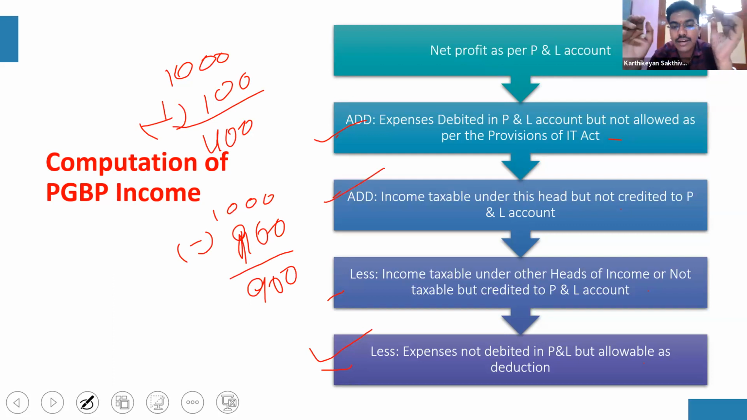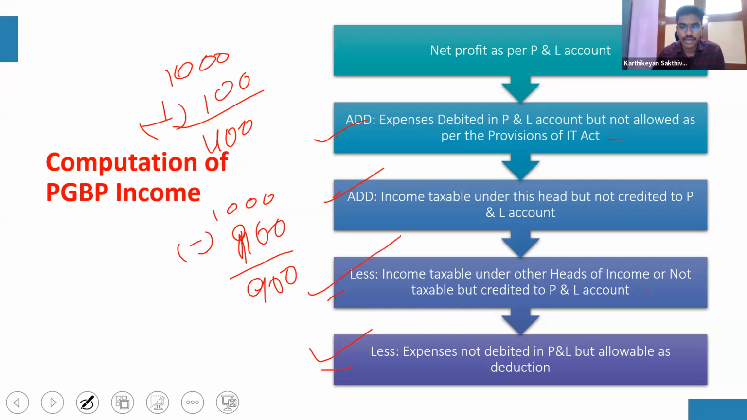Next is income which is taxable under this head but not credited to the P&L account. If an income is taxable under the head PGBP, but your starting point is net profit as per P&L and it is not credited to P&L, what does that mean? I should add it. Same is the case, whatever income is not taxable under the head PGBP but is already credited, subtract the same.